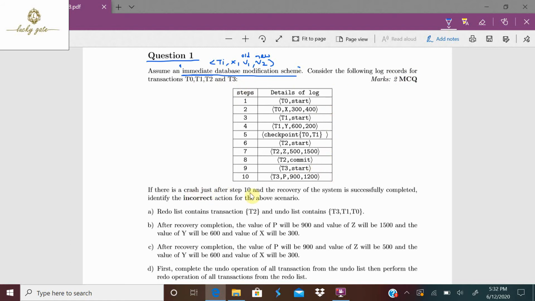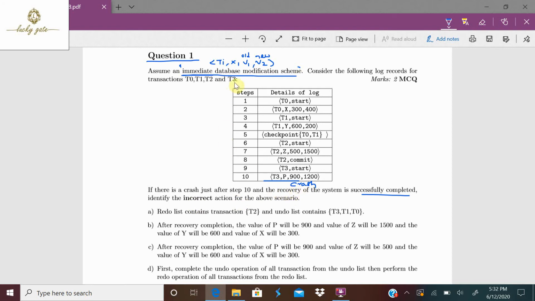If there is a crash just after step 10, and the recovery of the system is successfully completed, identify the incorrect actions for the above scenario.